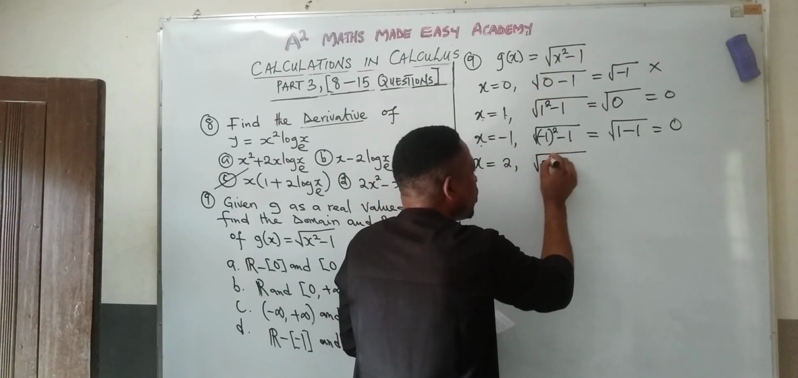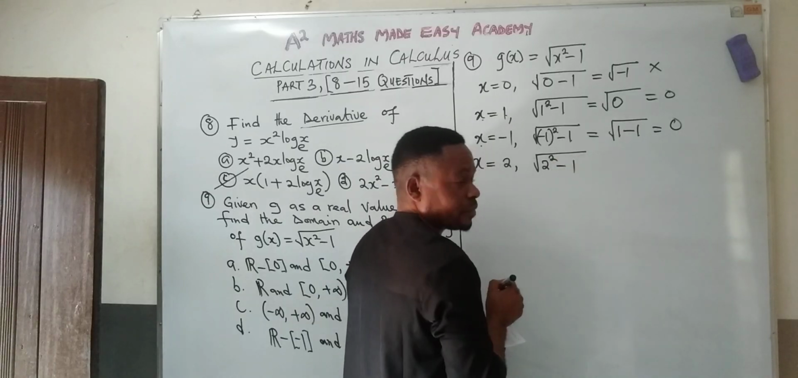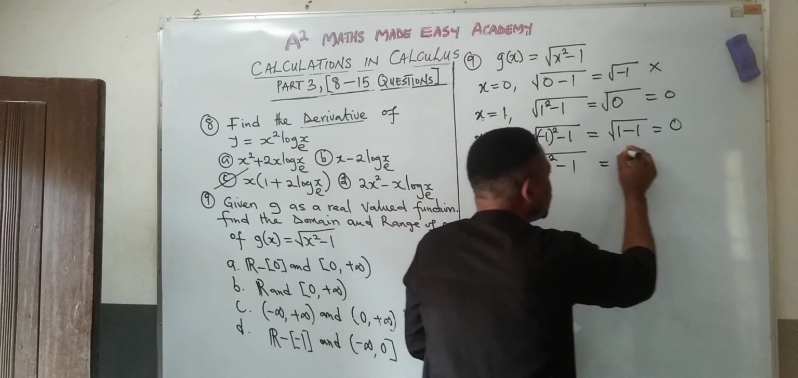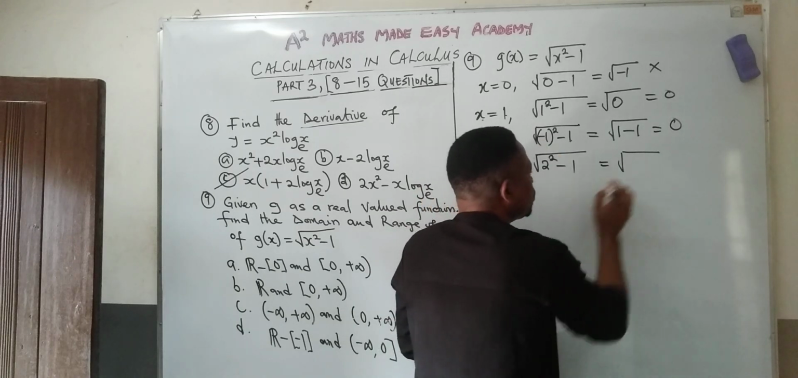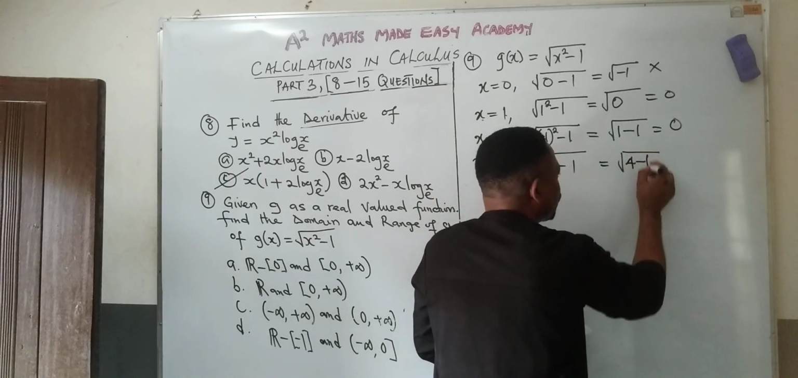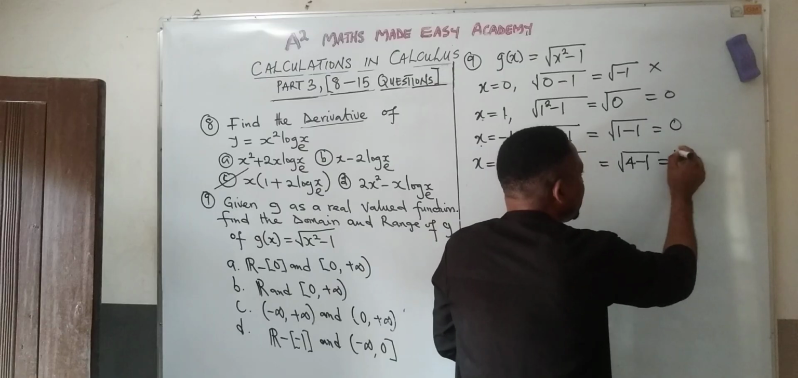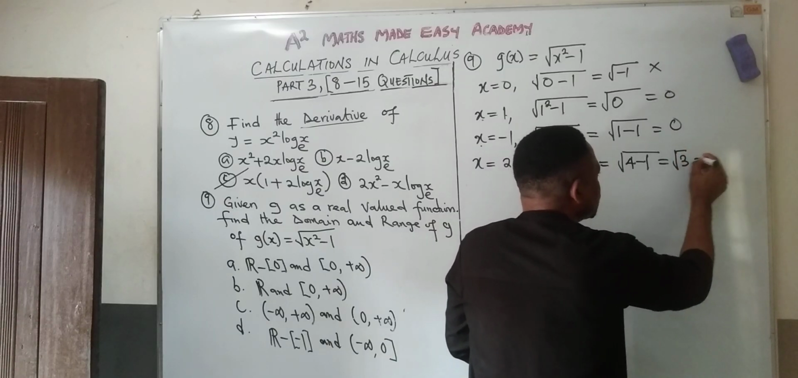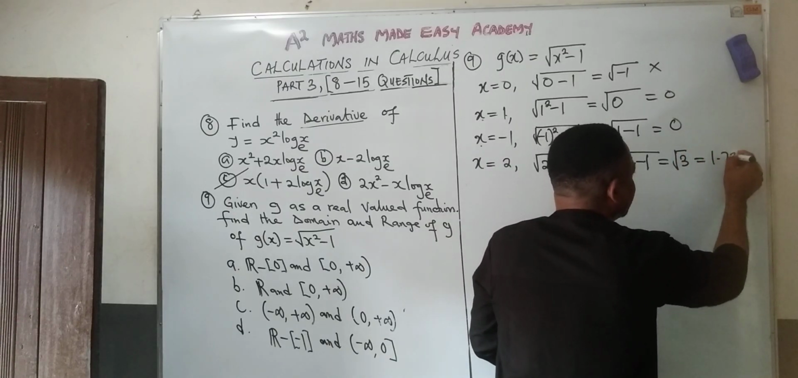X is 2, right? Then all squared minus 1. And that will now produce square root of, what is 2 squared? 2 squared should be 4, right? Minus 1. And what is 4 minus 1? It is 3, which is square root of 3. And square root of 3 will give you 1.73 something.